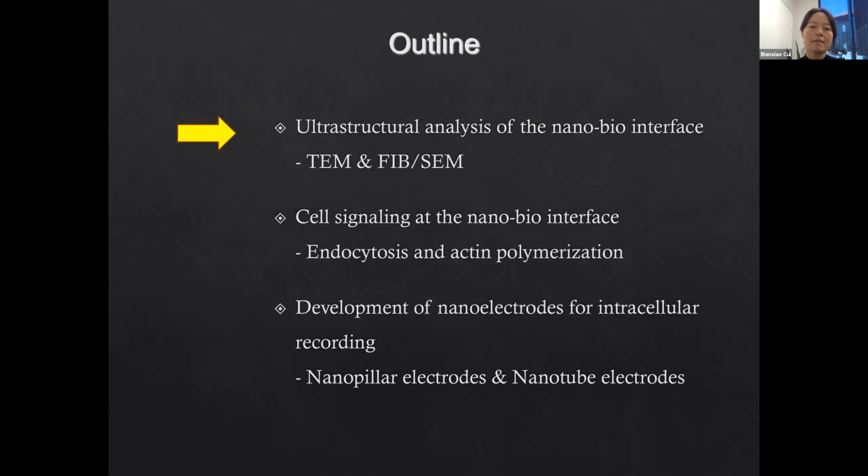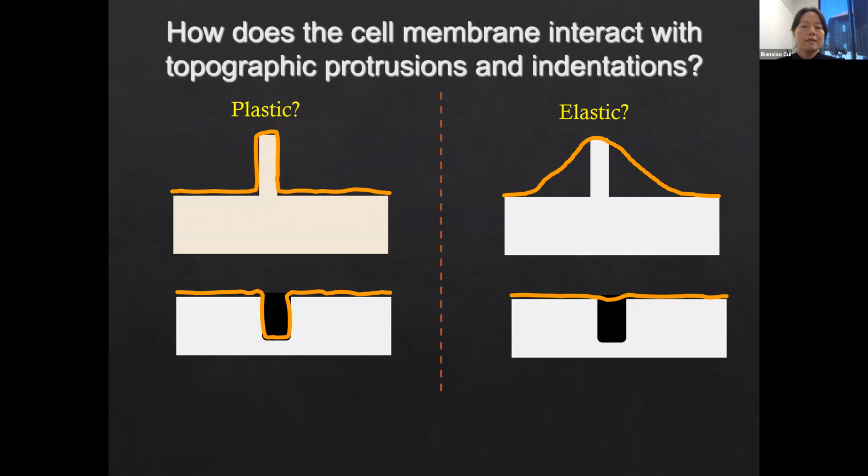To understand that, today I want to talk about, actually I don't think I have time to talk about the third topic, but mainly about the first and second topic. I want to start with how we use ultrastructure analysis to look at the nanobio interface, exactly how cells interact with nanostructures by electron microscopy. So how does the cell membrane interact with the topography, protrusions, or indentations?